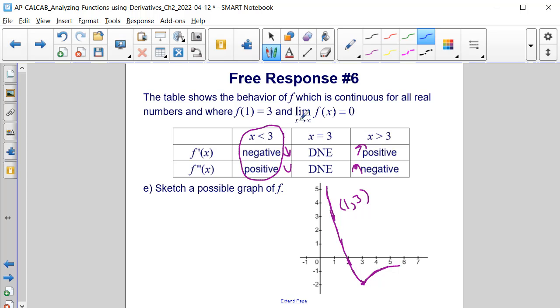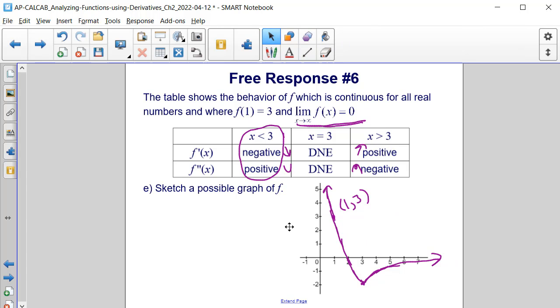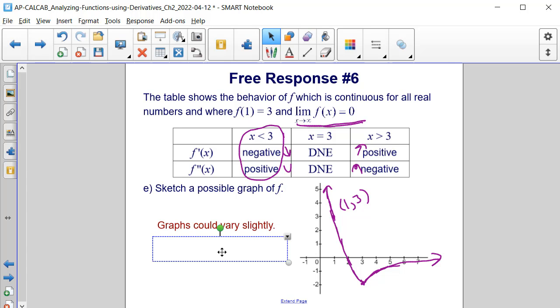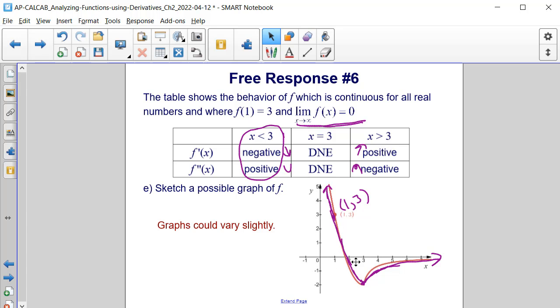and we're concave down. And then the last piece of information provided in the instructions is the limit of f of x as x approaches infinity is equal to 0. So I'm not going to pass through the x-axis again. Instead, I'm going to get closer and closer and closer to that x-axis and never touch it. So our graph's going to look a little something like this. And it is important to note that graphs can vary. And let's actually see how close we are with how this was drawn. That was actually really close to what the actual graph is.